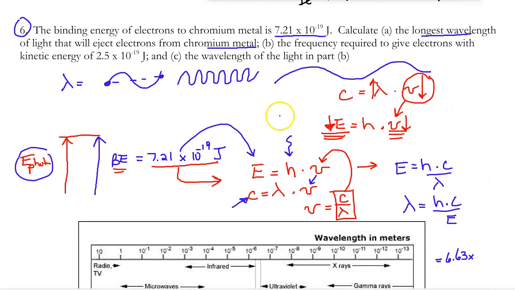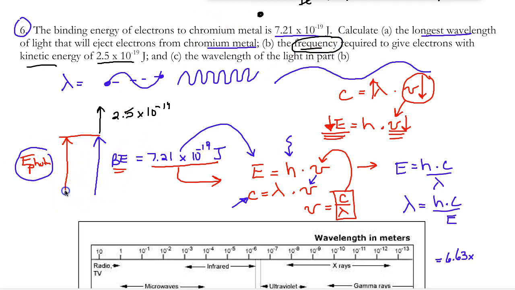And then what they want is the second part, B, the frequency required to give electrons the kinetic energy of 2.5. So they want the frequency of the particle of light, the photon, that would give electrons this kinetic energy. The binding energy is that. So if we're looking for some kinetic energy, that's 2.5 times 10 to the negative 19. What would be the photon now? This E, the photon, is going to be bigger, so we've got to draw it bigger.